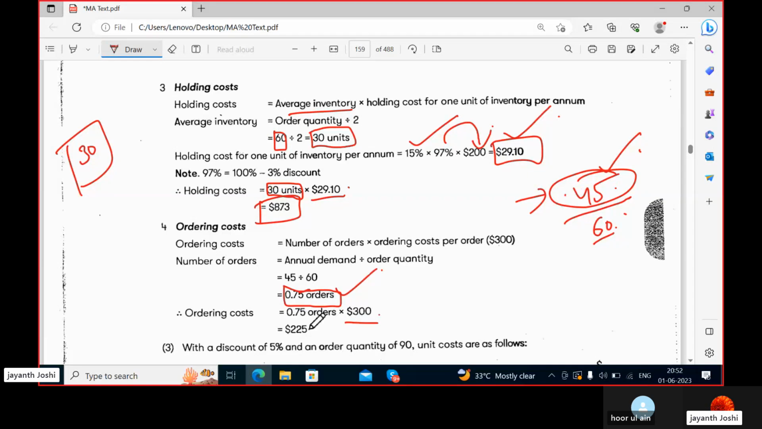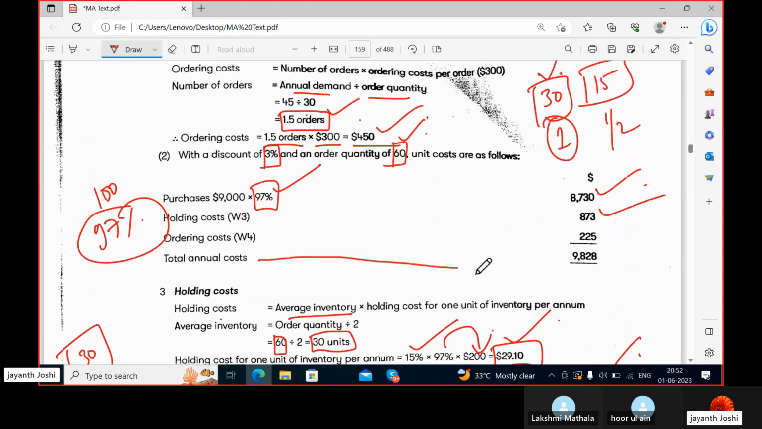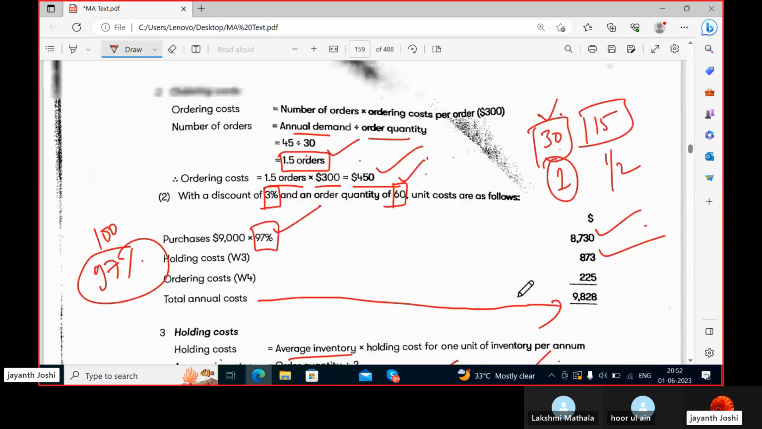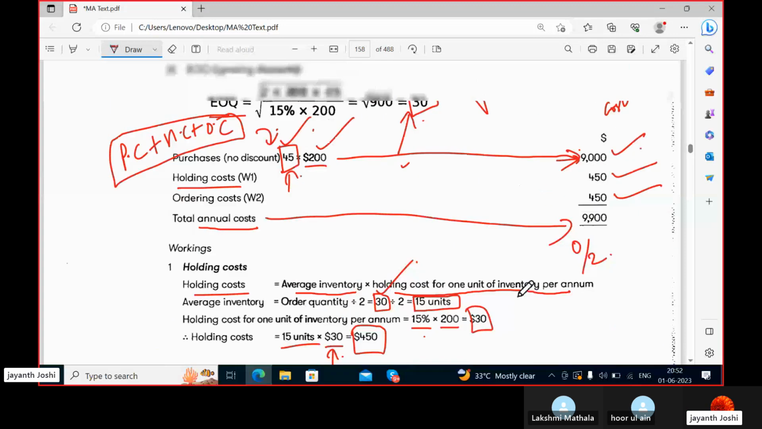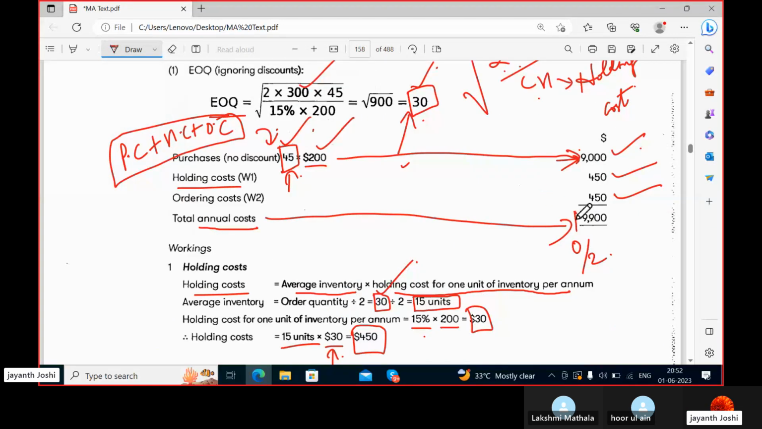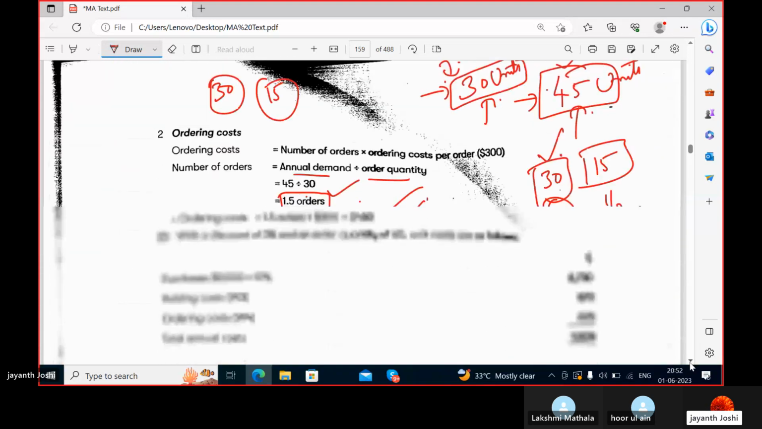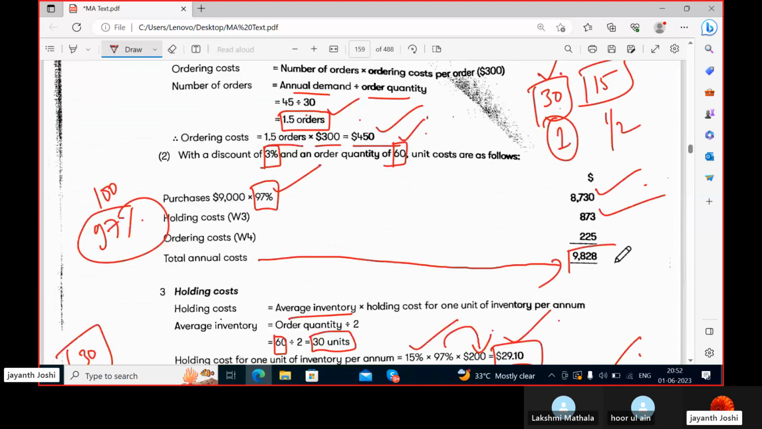So into the ordering cost, I get the ordering cost here. And I add, and my total annual cost is 9,828. Previously, when I was maintaining my inventory at EOQ, the annual cost was 9,900, and now it is 9,828. So what do you think?